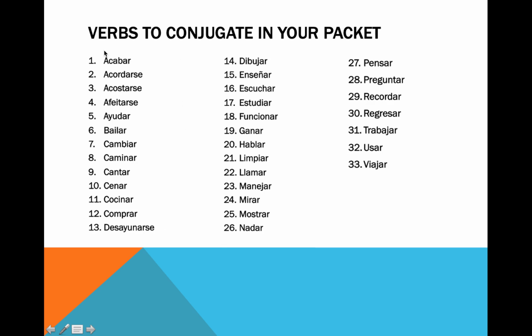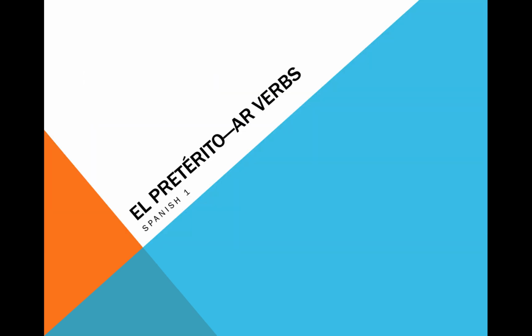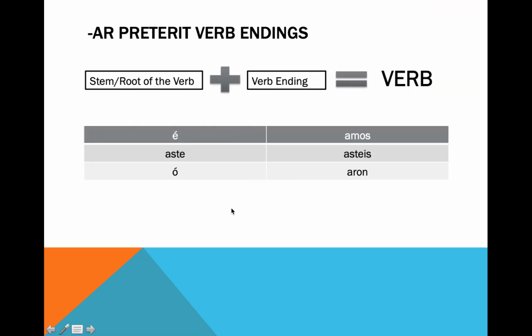Go ahead and conjugate these 33 verbs in your verb packet. Okay, so acabar all the way through viajar. Go ahead and work on those now. If you need to, refer back to this video and utilize those verb endings. Let me know if you have any questions.